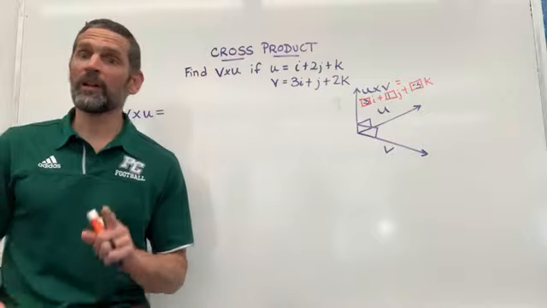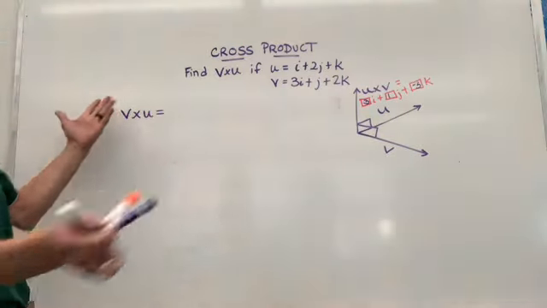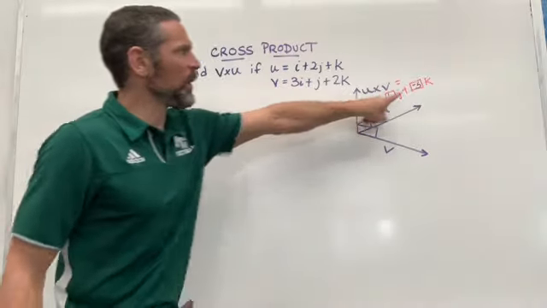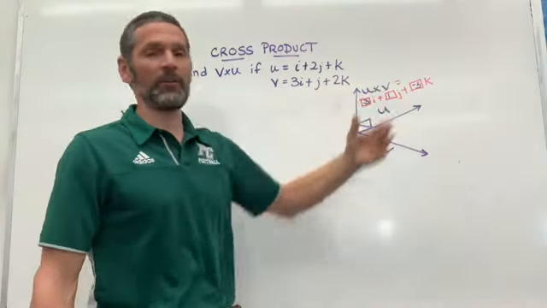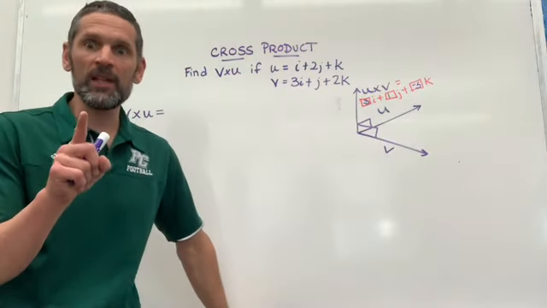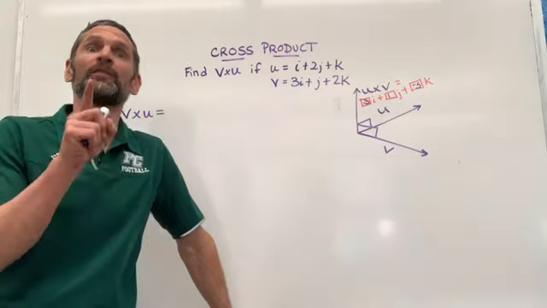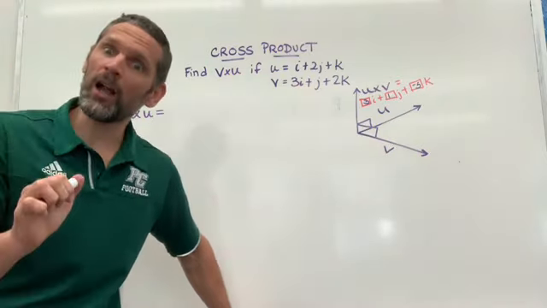Now, what if I changed the game a little bit and I said find v cross u? Same situation as we had before. We're so happy we found it. We confirmed that 3, 1, negative 5 was our u cross v. I told you u cross v is not necessarily the same as v cross u. Finding the cross product is not commutative.